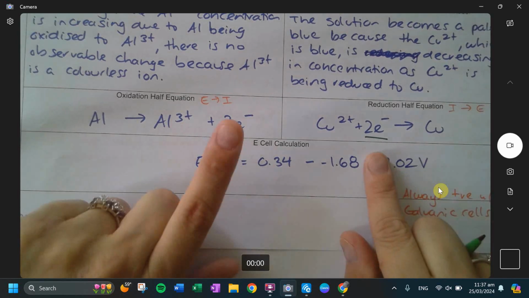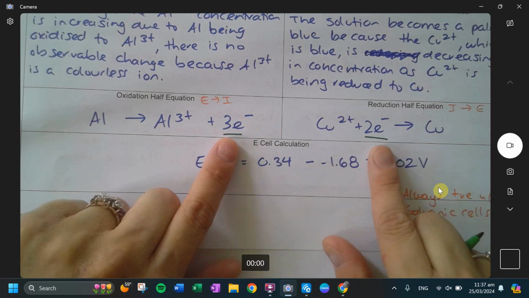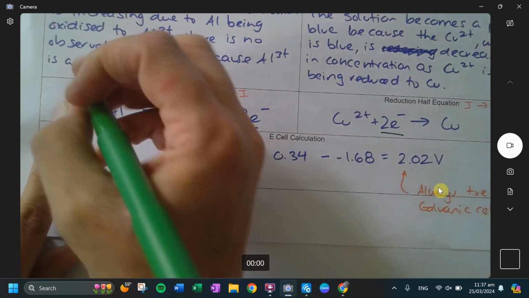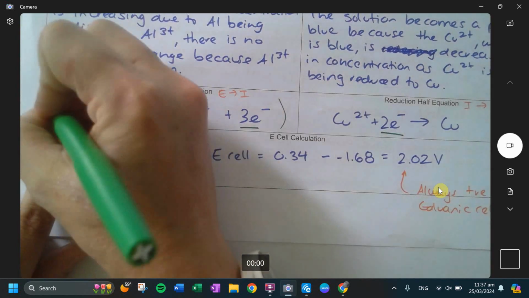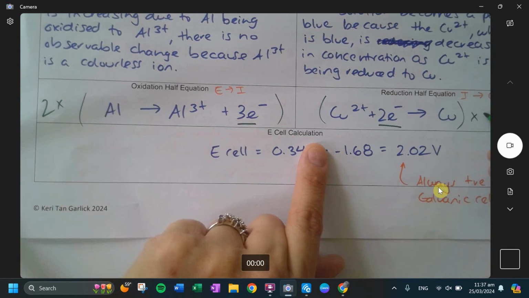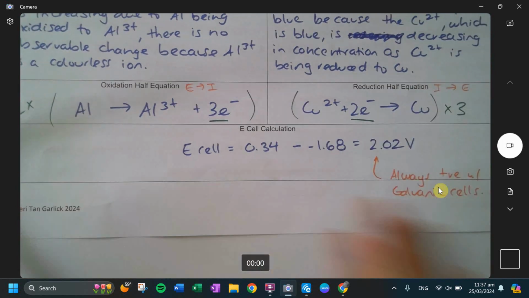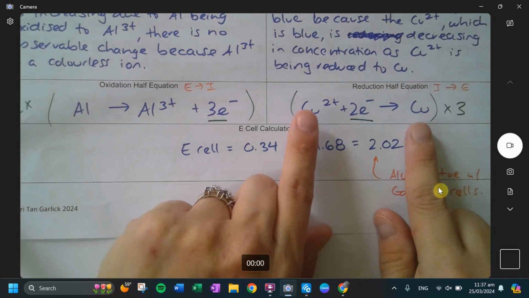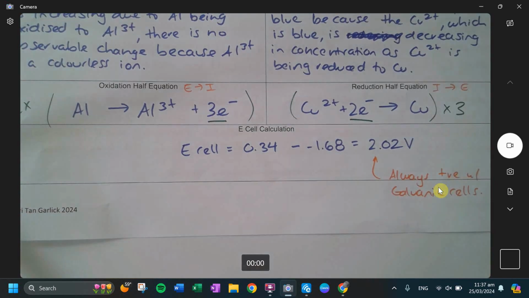So in this case, I notice that this one is 3 and this one is 2, so I need to find the closest common number that they share, which in this case is going to be 6. So I'm going to multiply this equation by 2, and this equation over here by 3. Now keep in mind that you are multiplying the whole equation, so 2's are going to go in front of the aluminiums, and 3's are going to go in front of the coppers. Are we okay with that?